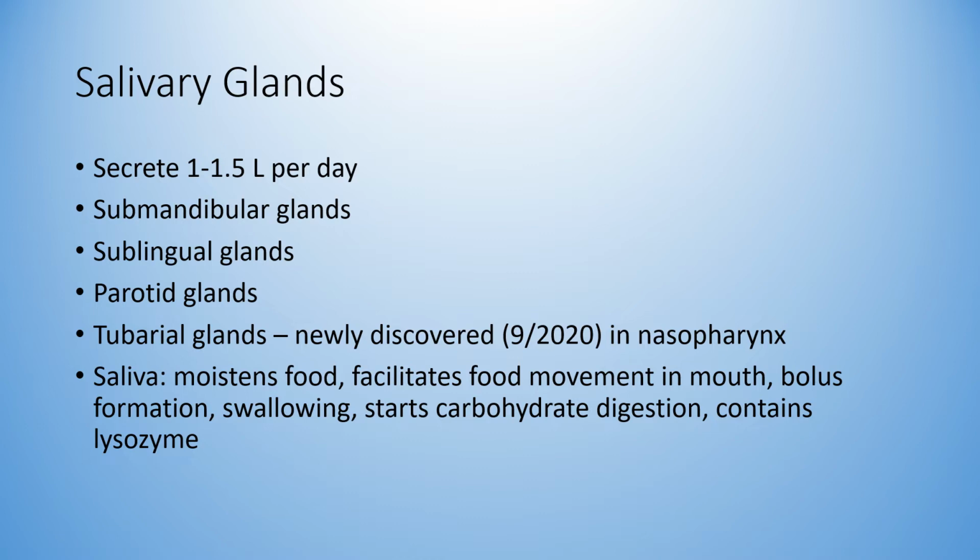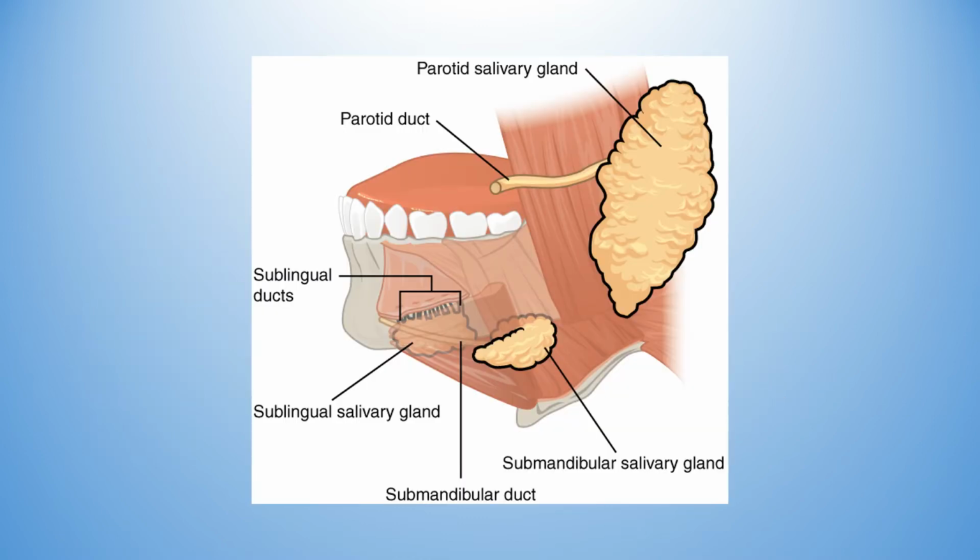As I said, the saliva is going to moisten the food. The bolus is what we call the food item when you swallow it, so it's helping to form that. This just shows the placement of the salivary glands.